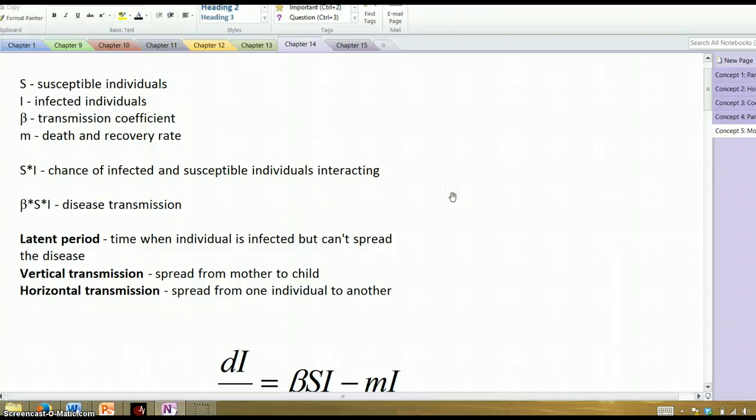infected individuals are no longer infected. They either leave the population through dying, or they basically recover and then are immune from the pathogen. Susceptible individuals have not been exposed to the pathogen yet.